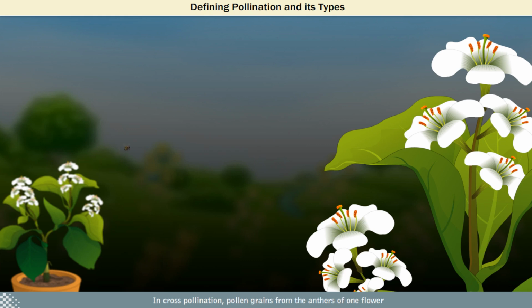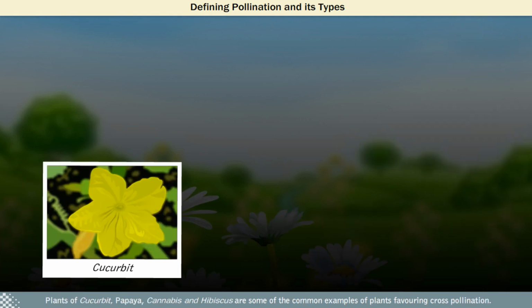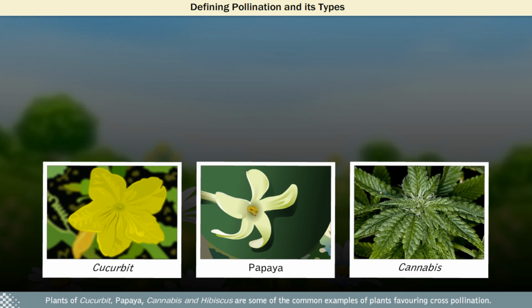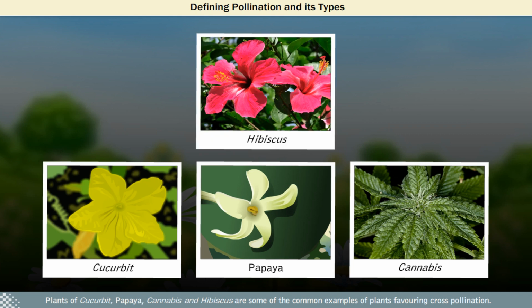In cross-pollination, pollen grains from the anthers of one flower attach to the stigma of a different flower in a different plant belonging to the same species. Plants of cucurbit, papaya, cannabis, and hibiscus are some of the common examples of plants favoring cross-pollination.